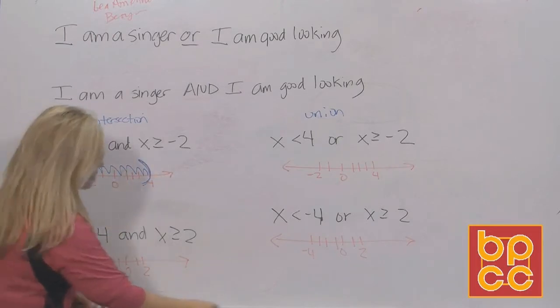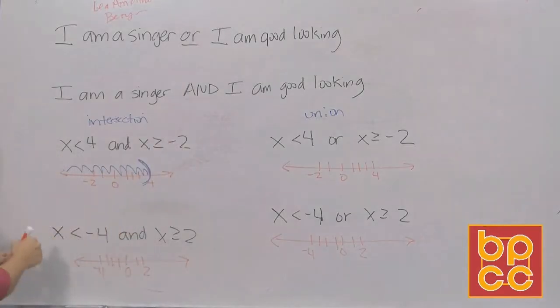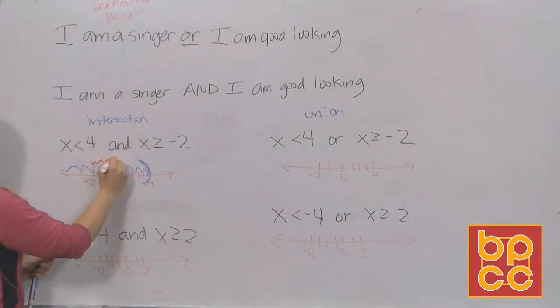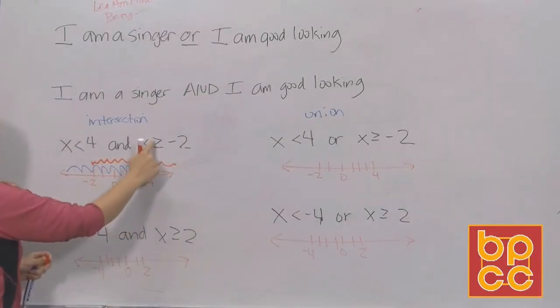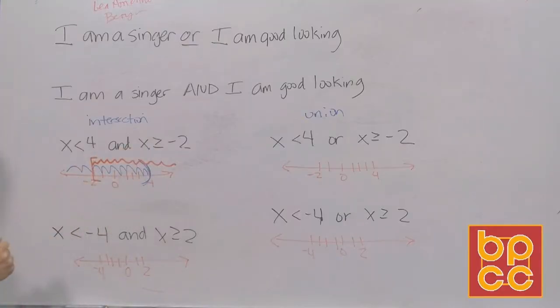Then I'm on the same number line, going to go X is greater than or equal to -2. So I'm going to go to -2. Greater than is going to go to the right. So I'm going to color that up here. Greater than or equal to, it has an equals. So we'll put the bracket. You're not done. You didn't answer the question yet.